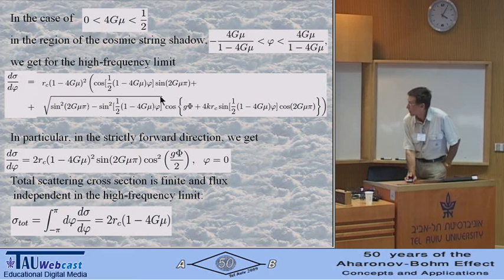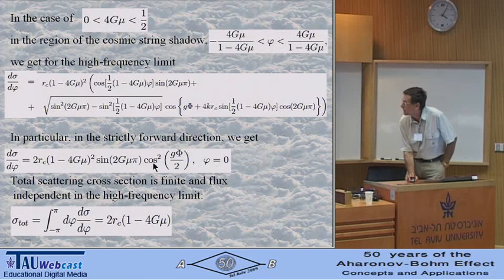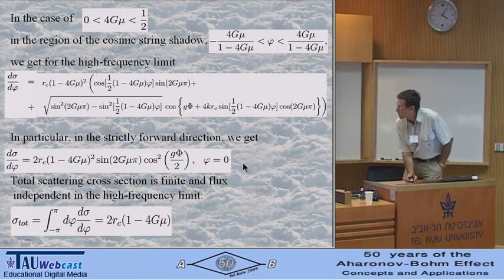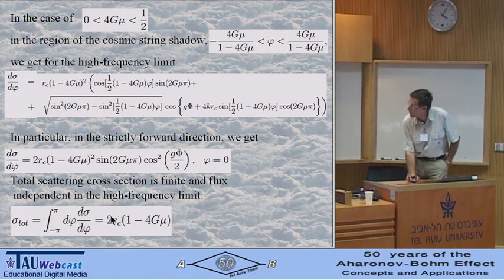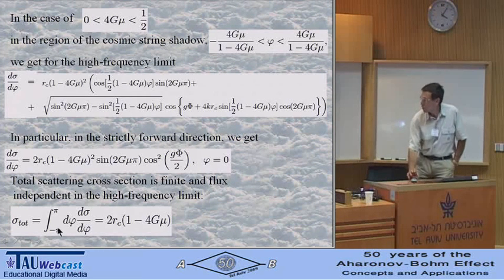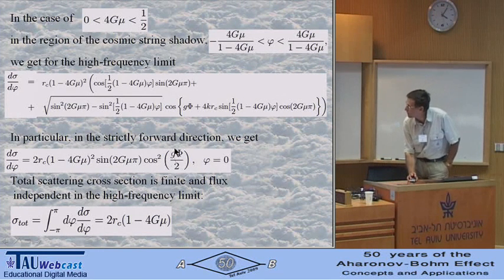You see, there are 2 terms, and there is this interference, and in the high frequency limit you have a periodic dependence on the value of the enclosed flux. And for scattering in the forward direction, you get this formula. But this is for the differential cross section, and for the total cross section, this dependence disappears. It doesn't depend on the value of flux.